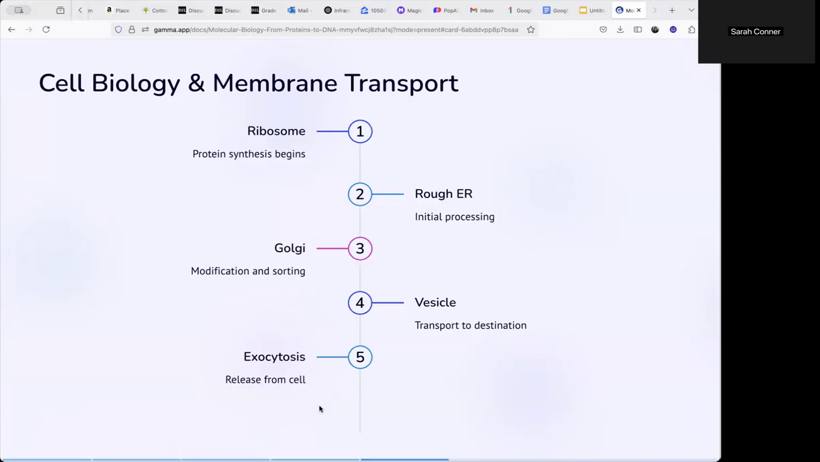And then it is transported out of the Golgi apparatus, whether it stays inside the cell or is released from the cell by way of exocytosis. Remember, exocytosis is a cell transport process that requires energy. So anytime you see a vesicle, you have to have energy in order for that to occur.